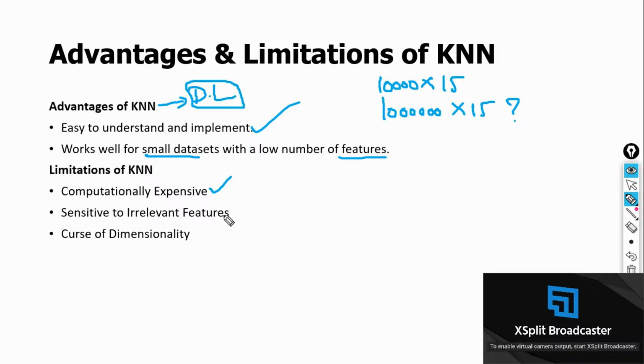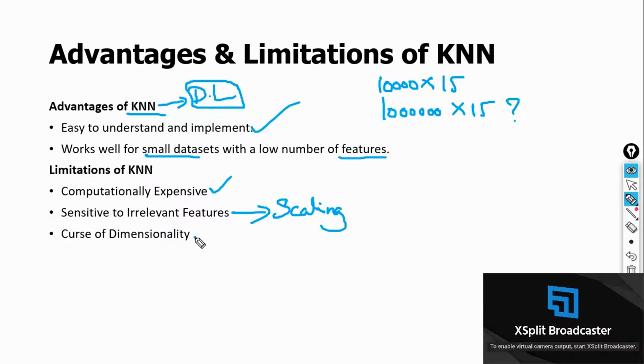Then it is sensitive to irrelevant features. If you have multiple features coming into the picture, you are supposed to perform scaling for sure. Scaling has to be performed before we build the KNN model. The reason is that if you don't perform feature scaling, the model gets biased towards any one of the features, and the results will be worse.